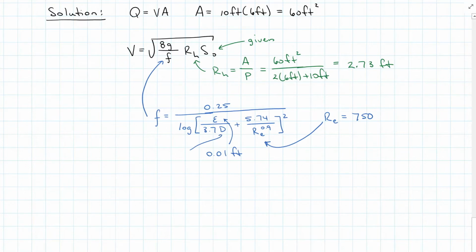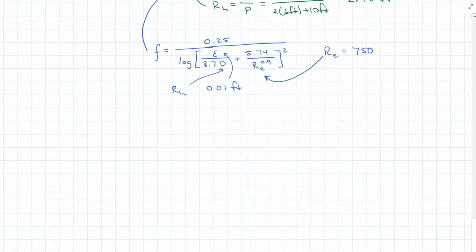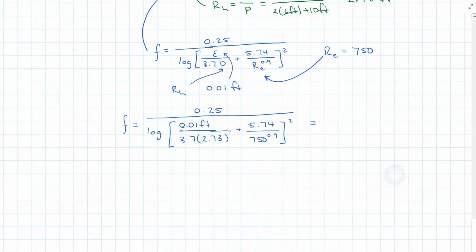D again is that hydraulic radius, because I pulled the equation directly from the pipes. In the pipe, D is for diameter, but for this open channel we use the hydraulic radius. So plugging everything in, I get a friction factor of 0.075.